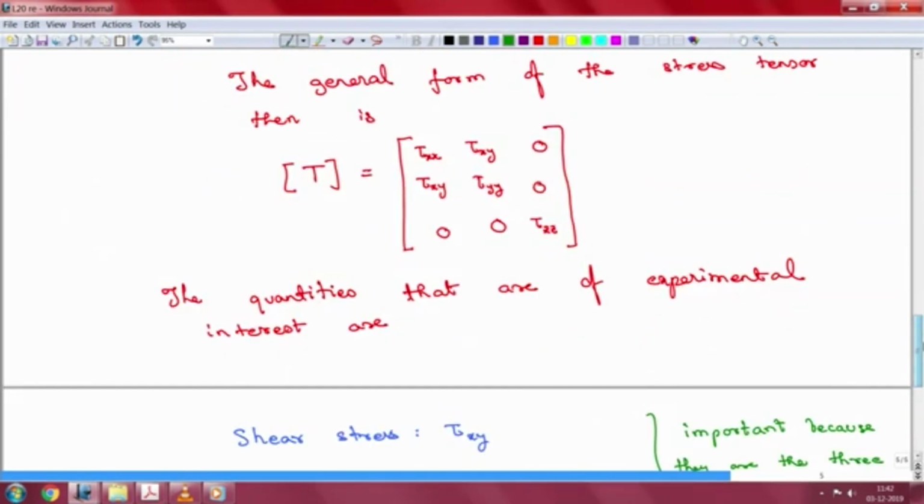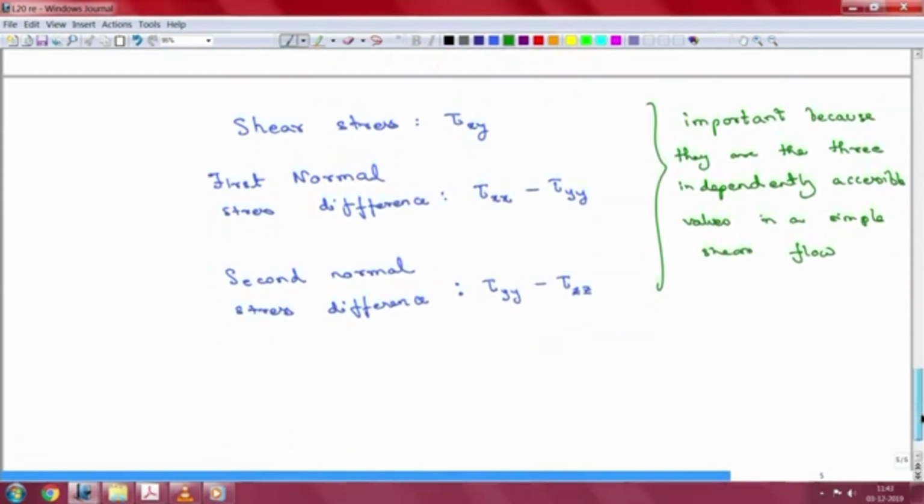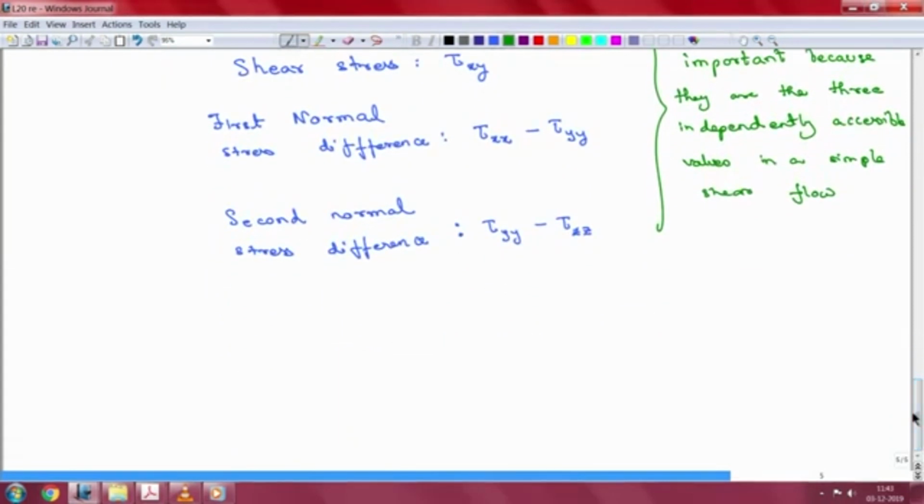Now, going back to this, as I had said before, if it is a Newtonian fluid, then these normal terms, tau xx, tau yy and tau zz are only the pressure terms, so they are actually the same. And for a Newtonian fluid, your first normal stress difference and the second normal stress difference are 0. But that cannot be said for a more generic case. In a more general case, you can have a finite first normal stress difference and a finite second normal stress difference.